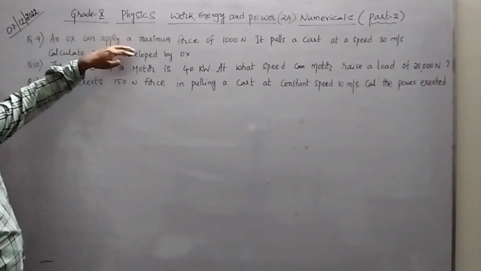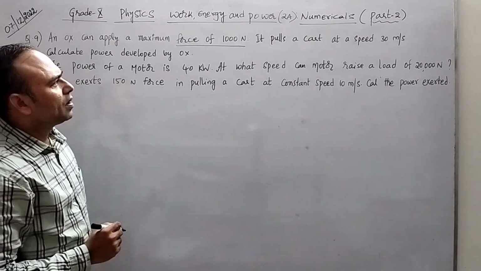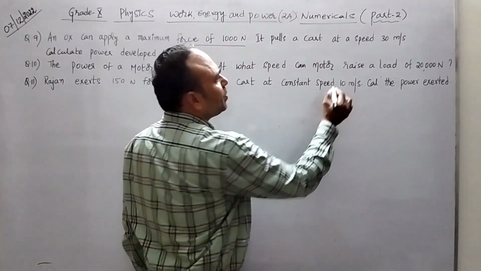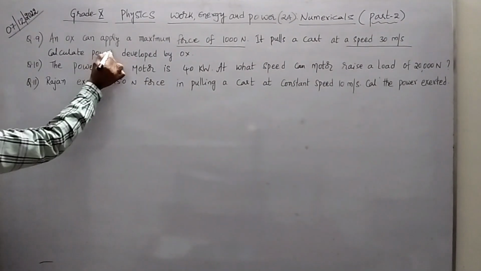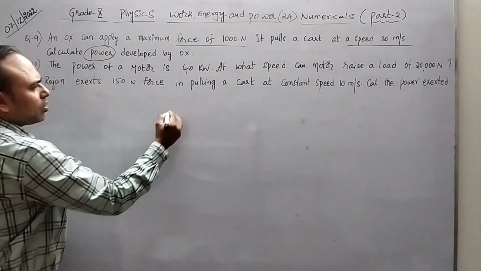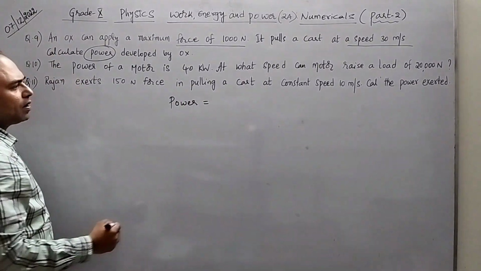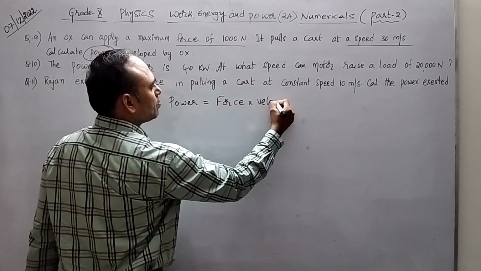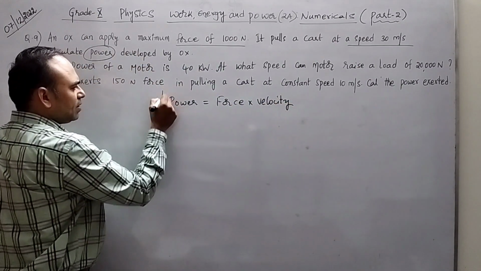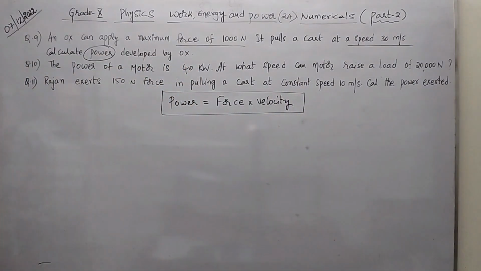An ox can apply maximum force of 1000 Newton and it pulls the cart at speed 30 meter per second. Now they are asking calculate power. In this we have an important formula for power, nothing but force into velocity. Applying this we can solve above 3 questions. Now let us see what is given.